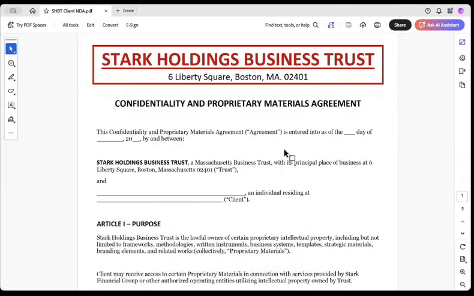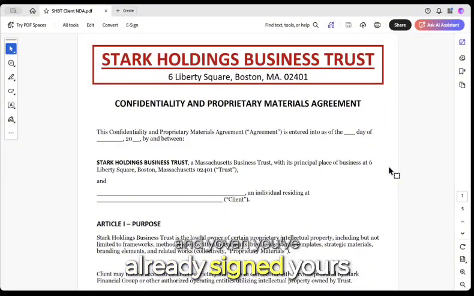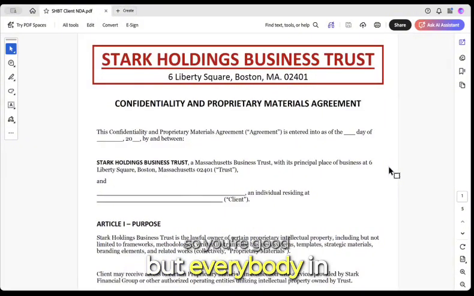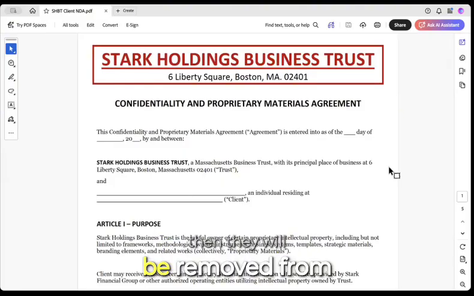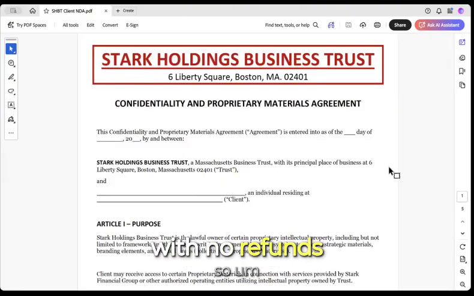So this is the NDA. Now, Alex, you already signed a different version of this earlier, so you don't have to do this again. And Jovan, you've already signed yours, so you're good. But everybody in the group, you will have to sign this. If people refuse to sign this, then they will be removed from the group with no refunds.